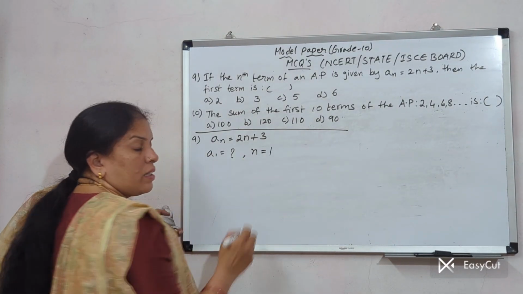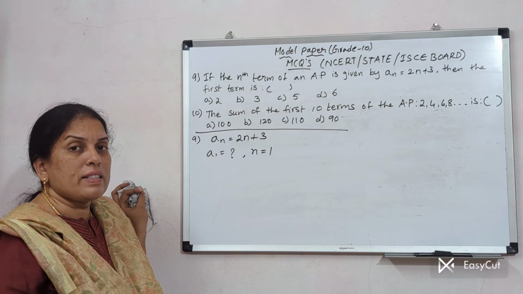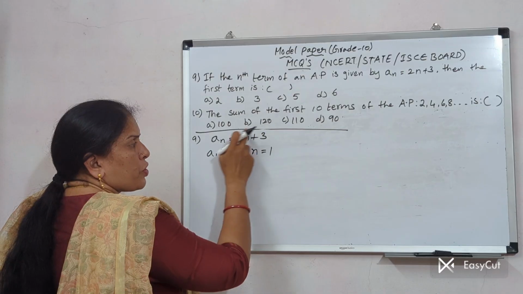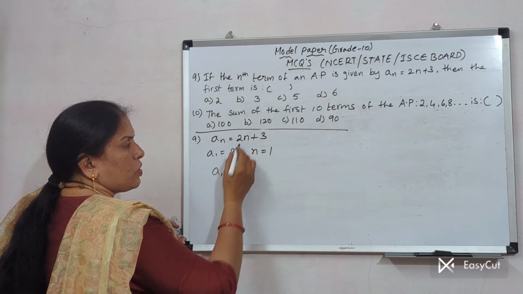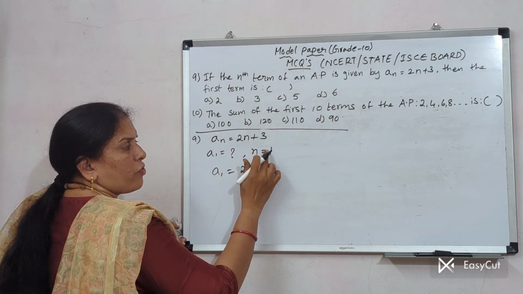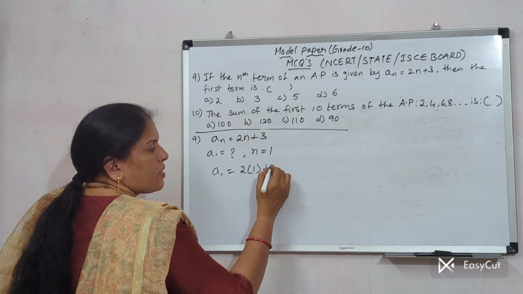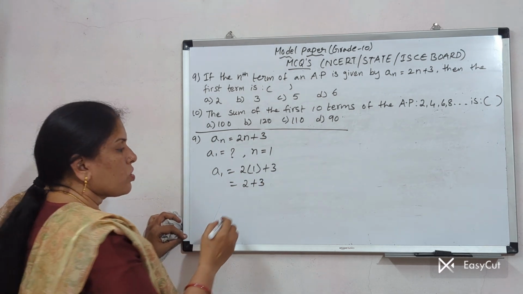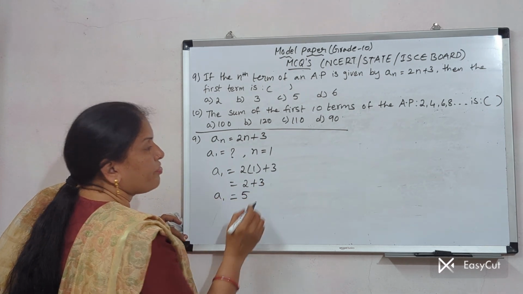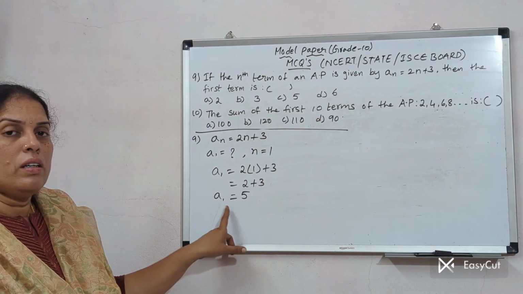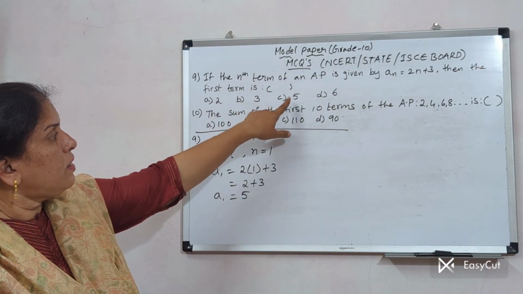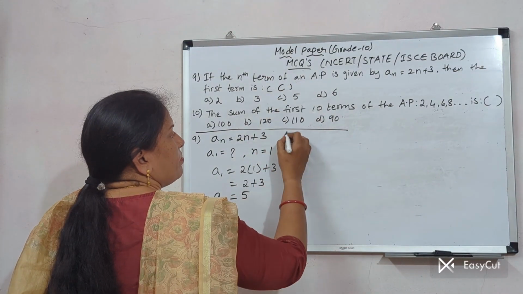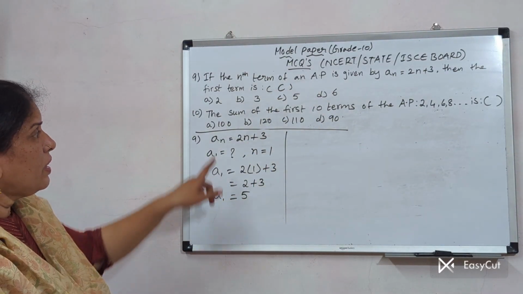They asked to find a1. That means what is n? n is equal to the first term. They asked for the first term, no? So n is equal to 1. Now substitute in this. a1 is equal to 2 into, in the place of n, what should we write? 1, plus 3, which is 2 ones, 2, plus 3. So a1 is equal to 5. What is the first term? 5. Where is the answer? The first term is 5. So, what is the correct option? C is the correct option. All of you understood? Next question.